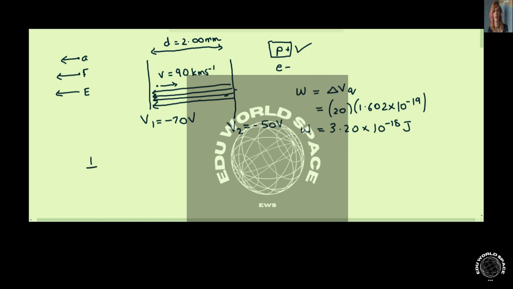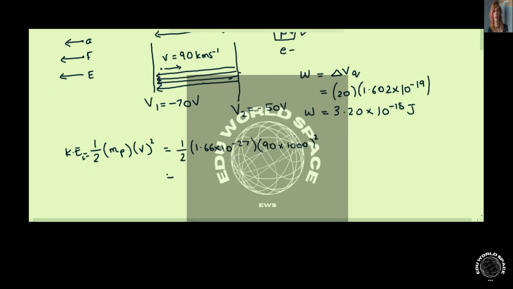Now let's find the initial kinetic energy first. The initial kinetic energy, KEI, was given by 1/2 times the mass of the proton times the velocity v squared. The mass of a proton is 1 atomic mass unit, which is equal to 1.66 times 10 to the negative 27 kilograms, times the velocity squared, which is 90 kilometers per second. That is 90 times 1,000 meters per second, squared. That gives us an initial kinetic energy of 6.72 times 10 to the negative 18 joules.